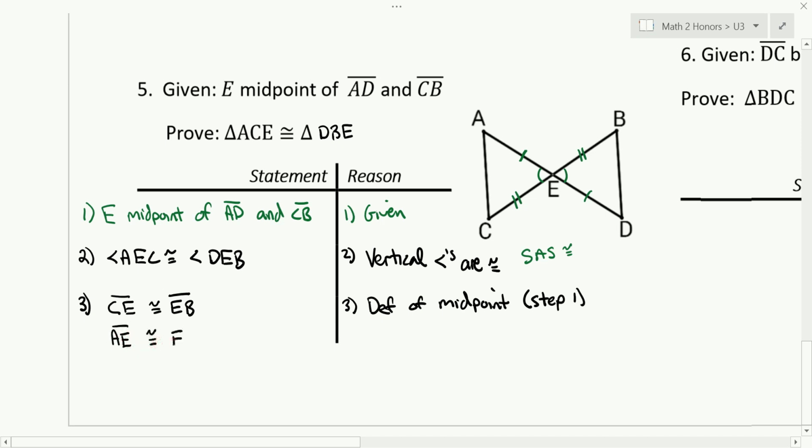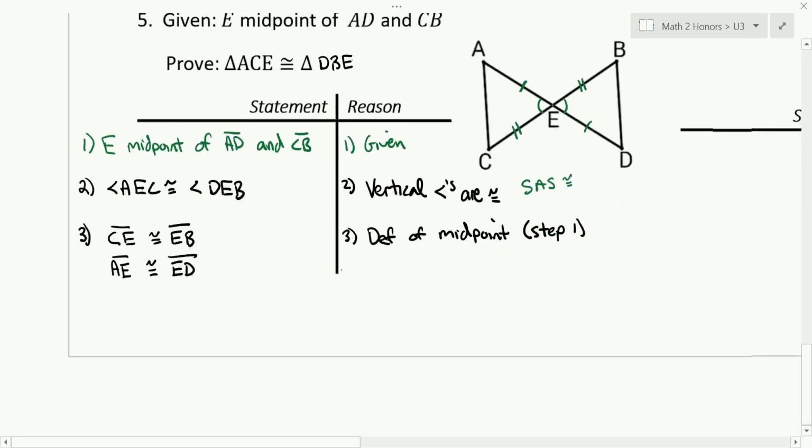Okay. And so you can create a new line or you can use the same one if it has the same reason. It's got the same reason, so we'll just use it for line 3. And now do we have enough to prove? Yes, so then we go to our ending statement: triangle ACE is congruent to triangle DBE. And the reason is side angle side congruence.